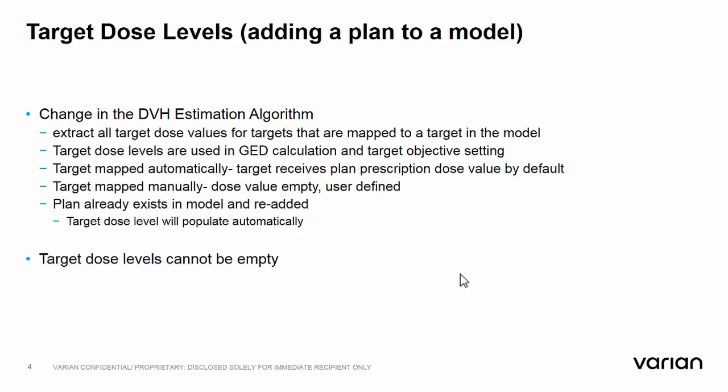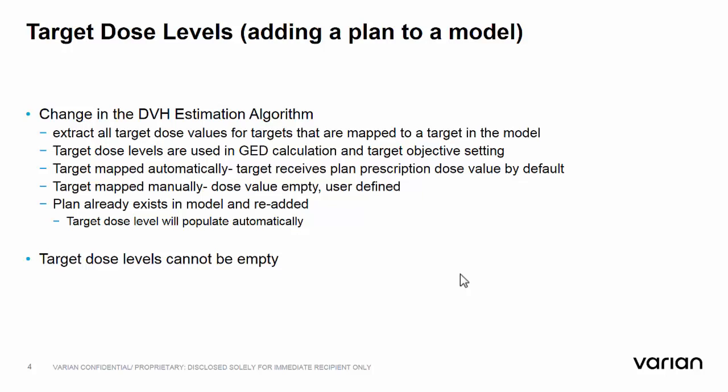When adding a new plan to a model, the plan target structure gets the plan prescription dose as the default target dose value, but only if the plan target is automatically mapped to a target in the model. All other target dose values are initially empty.